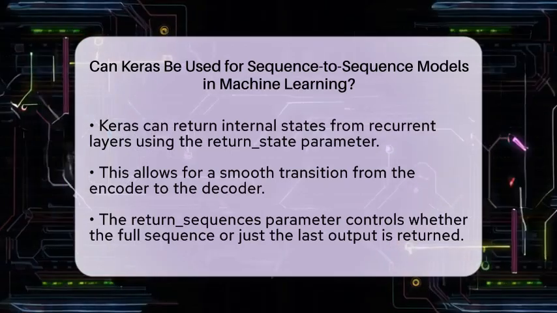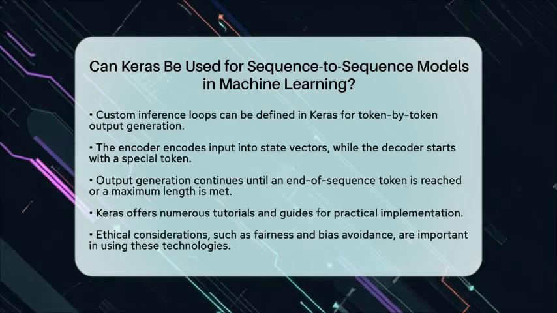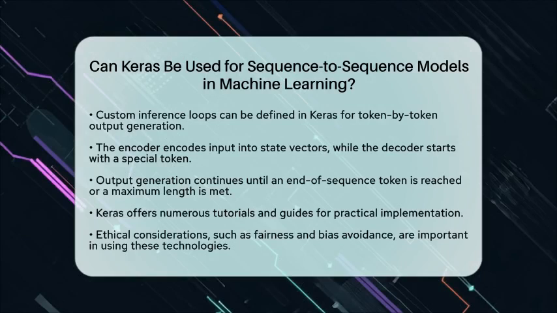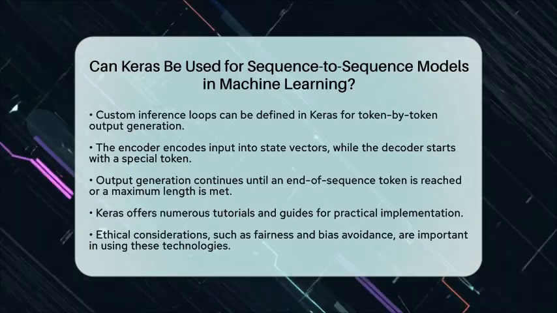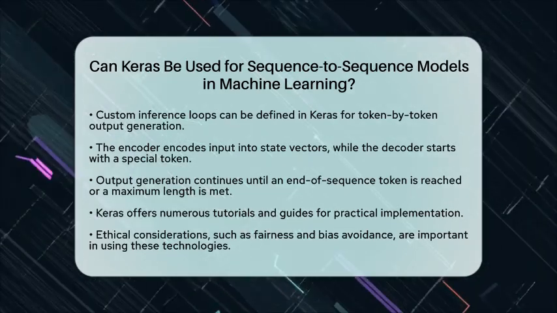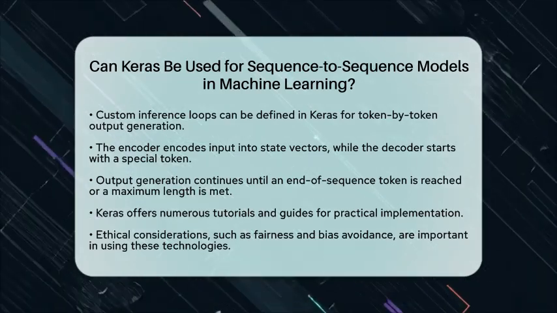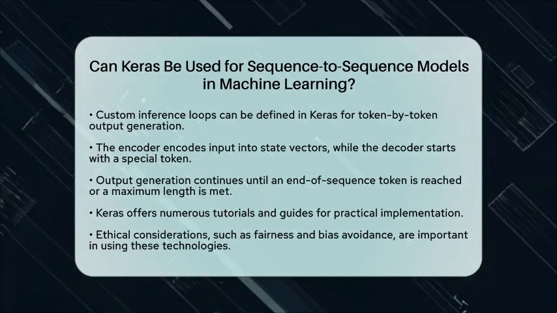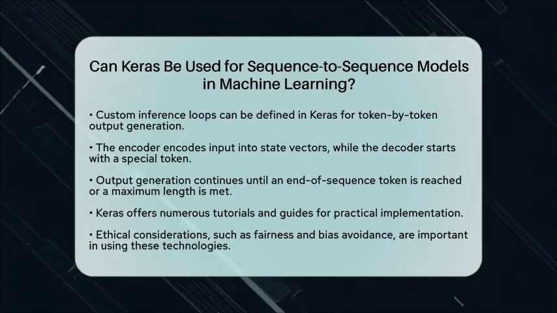From the perspective of artificial intelligence and machine learning, sequence-to-sequence models in Keras show how deep learning can handle variable-length input and output sequences. This capability enables applications such as chatbots and automated summarization. However, as we embrace these technologies, we must also consider the ethical implications. Ensuring fairness and avoiding bias in generated content is essential. This aligns with the principles of responsible artificial intelligence.